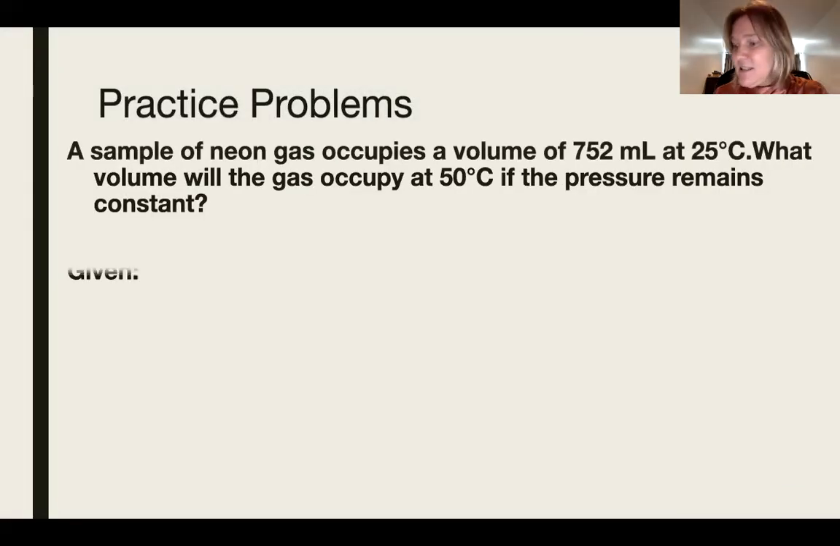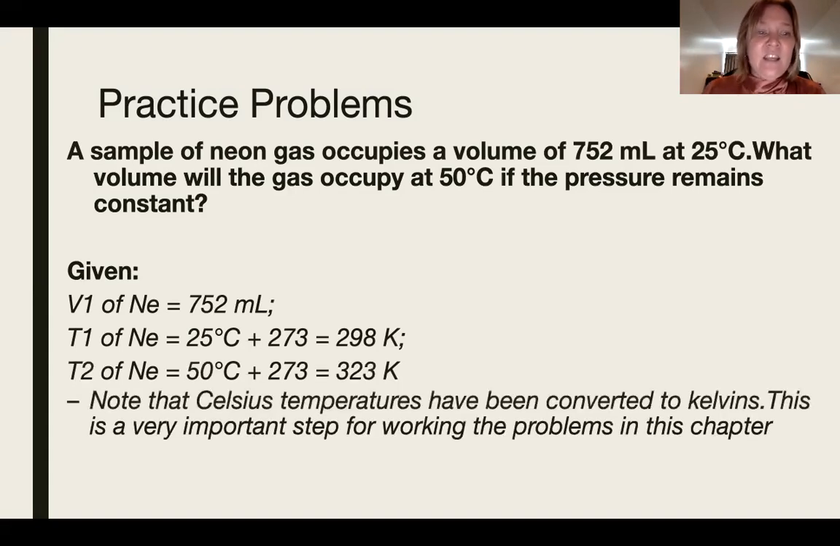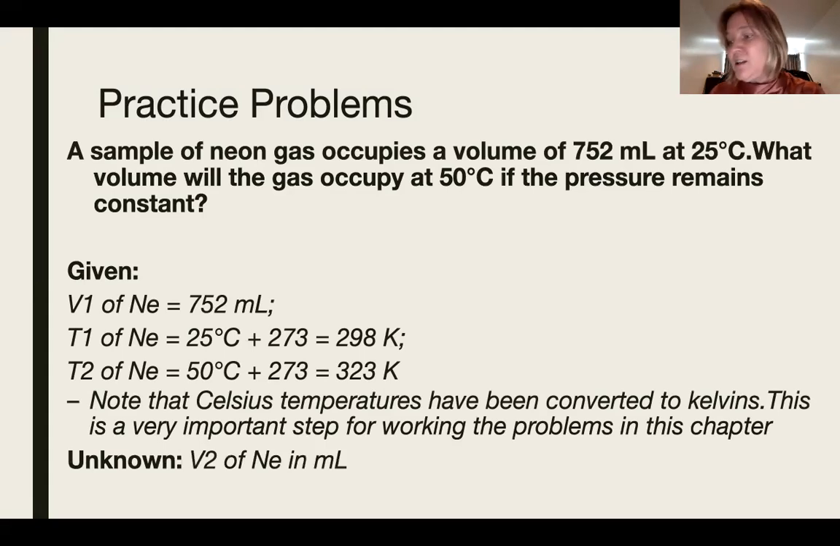Let's practice. A sample of neon gas occupies a volume of 752 ml at 25 degrees C. What volume will the gas occupy at 50 degrees C if the pressure remains constant? We're given V1, which is 752. We're given T1, which is 25. I'm going to convert that to K immediately: 25 plus 273 is 298. We're given T2, which is 50 degrees C plus 273, is 323. And our unknown is V2.